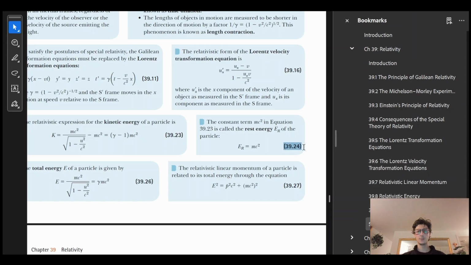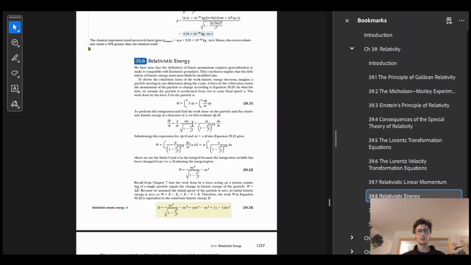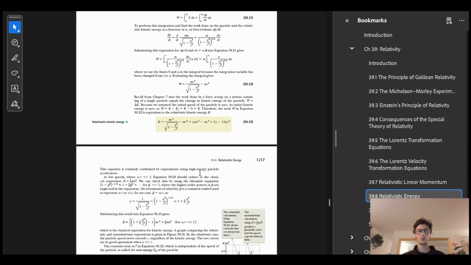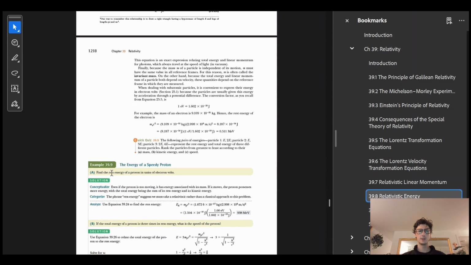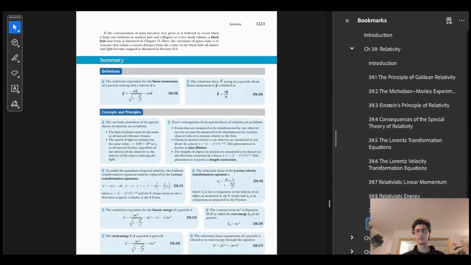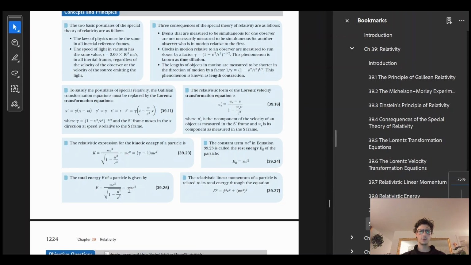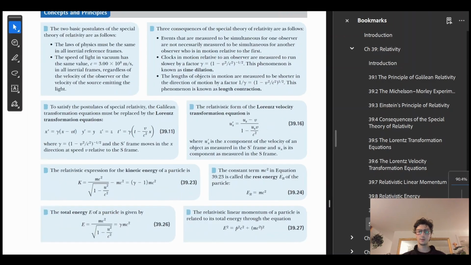And you can also pull up this equation in the chapter, relativistic energy right here. They show you how to derive it, not too important, they show you the equation right here. Some more equations right here, they show you some cool graphs. And then boom, the energy of a speedy proton, an example that you can do. Cool. Let's see if there's another equation that looks familiar here.